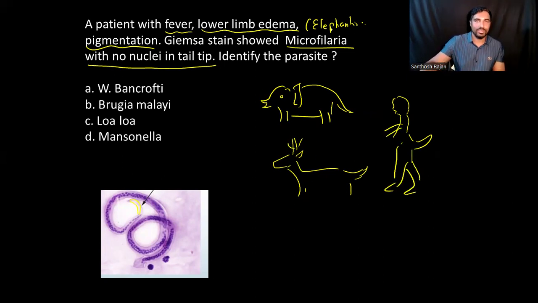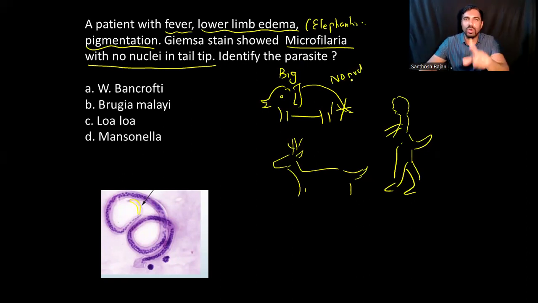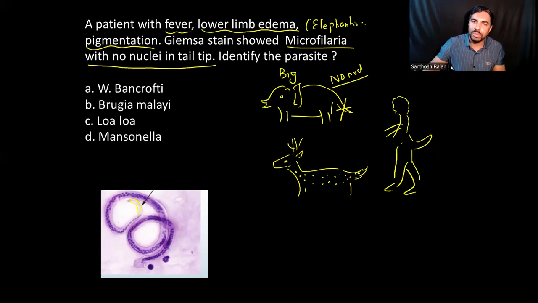It's funny, yes. Because look, a big elephant, such a big elephant, but there is no nuclei. Remember, the tail has no nuclei, because you know the elephant's tail is small, so nothing is there. The deer is already full of dots, so its tail also has many nuclei. Deer, many nuclei. Elephant, big elephant, no nuclei.